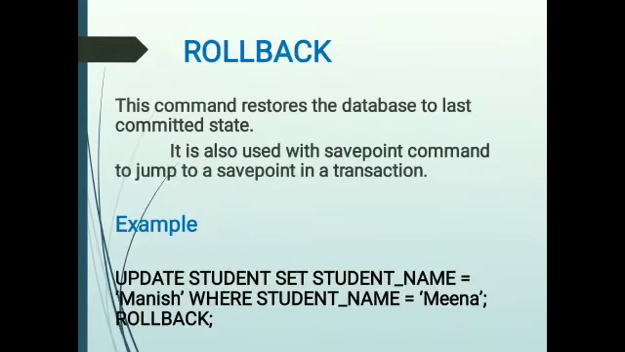Second one is rollback. This command restores the database to the last committed state. It is also used with the save point command to jump to a save point in a transaction. Here is the example. Update student set student name is equal to Manish, where student name is equal to Meena. Rollback. If we updated the wrong information in the student name and want to undo this update, we can issue the rollback command and then undo the update.